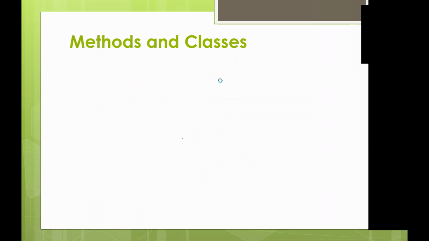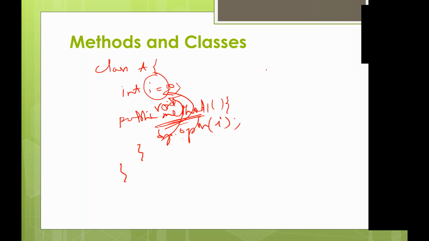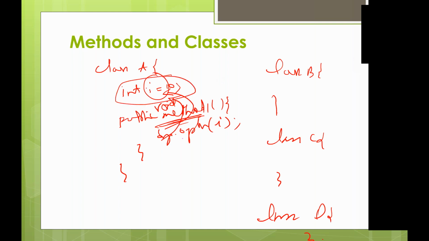So now assume that I have so many other classes. Say class A, class B, class C, class D. Now I want to access this particular instance variable. Forget about how we provide access to this data.